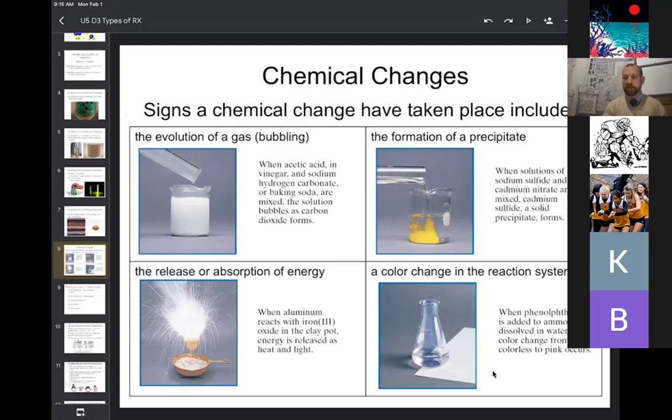I'm going to take a second and let you guys write this down. And the evolution of a gas, sometimes the bubbles are so small that you can hardly see them. If that's the case, you'll probably have a smell, right? Because smells come from particles in the air that our nose interacts with. So it's not always so obvious as bubbling over like in a cartoon, but sometimes it is.